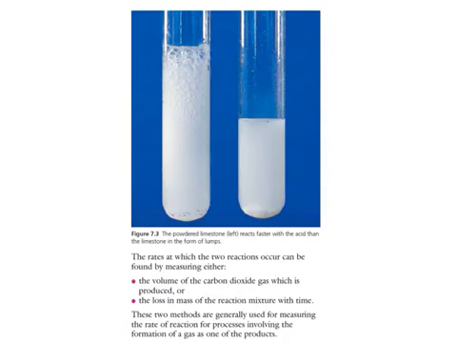In the first reaction, the powdered limestone is on the left, and on the right you have taken the lump of limestone. The rates at which the two reactions occur can be found by measuring either the volume of carbon dioxide gas that is released, or the loss in mass of the reaction mixture. You can see that in the test tube on the left hand side, the reaction rate is faster.